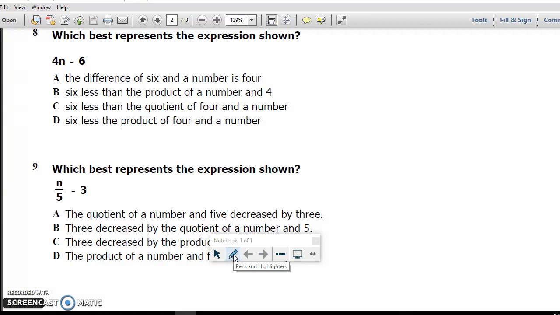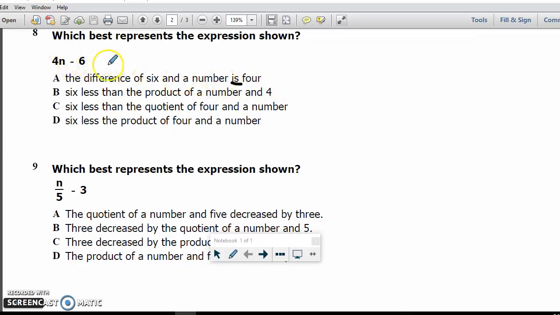Number 8 says, which best represents the expression shown? So, what operation is being done in this expression? We have multiplication, 4 times N, and we have subtraction, either less than or the difference of 6. So let's look at our answer choices, and let's be careful and look at how it is written. So A says the difference of 6 and a number is 4. Is means there should be an equal sign.